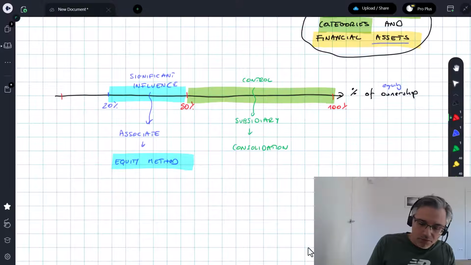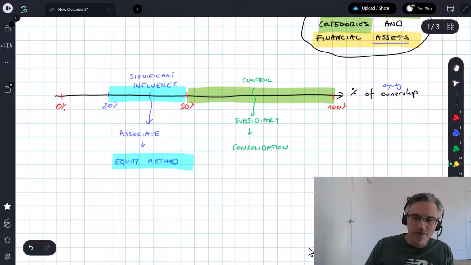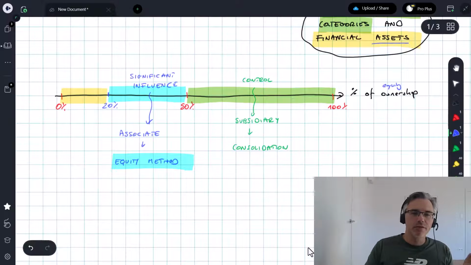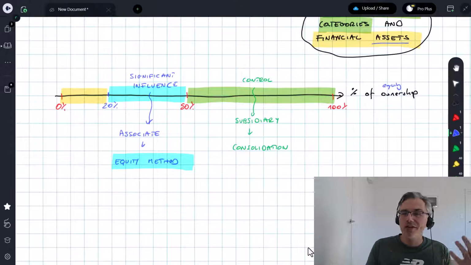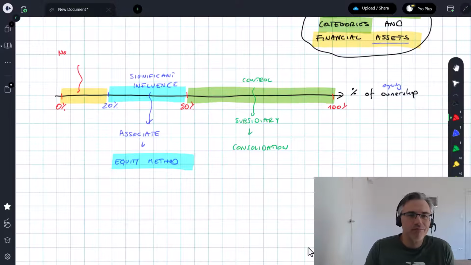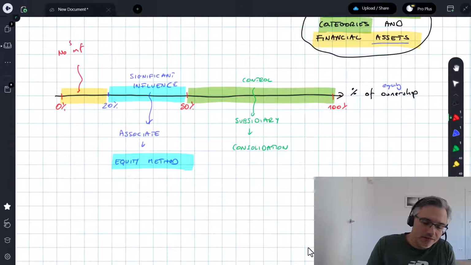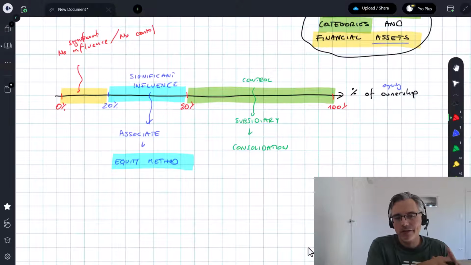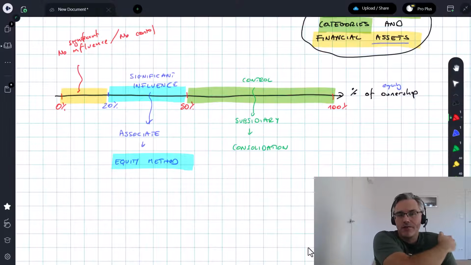And of course, on the left-hand side here, we've got the 0%. If you hold anywhere between 0 and 20% of another company's equity instruments, which I guess means voting shares, we say, well, this doesn't give you any significant influence to brag about, definitely no control. It is possible that you will have significant influence without crossing the 20% threshold, or perhaps even control, but those are special cases.